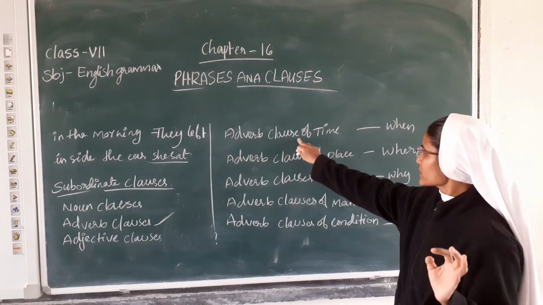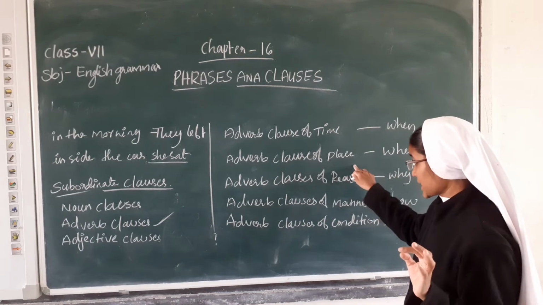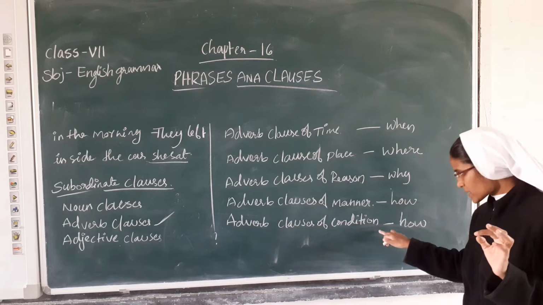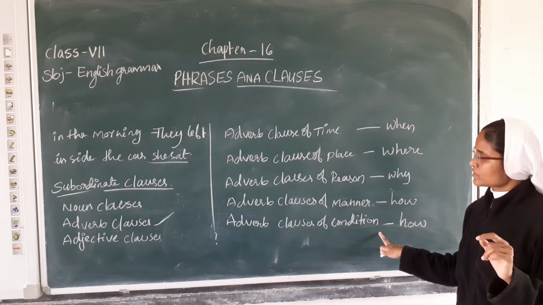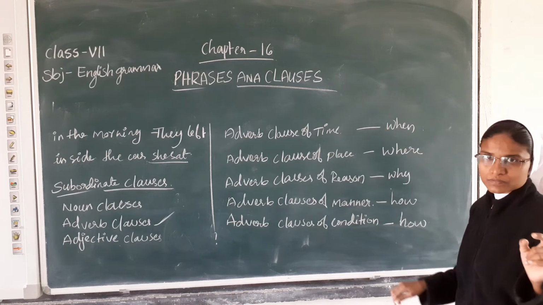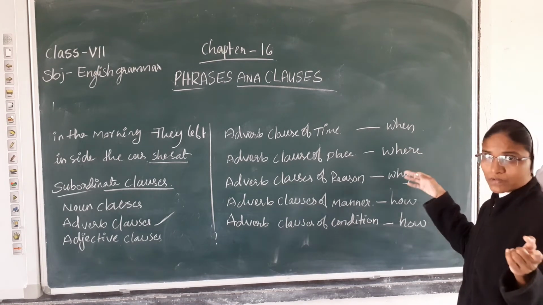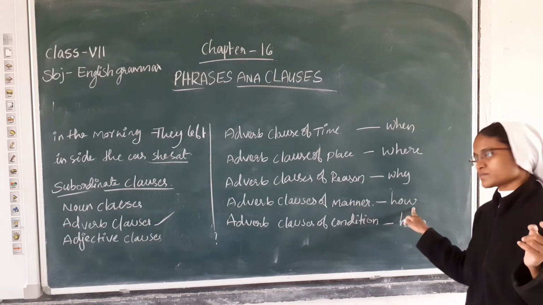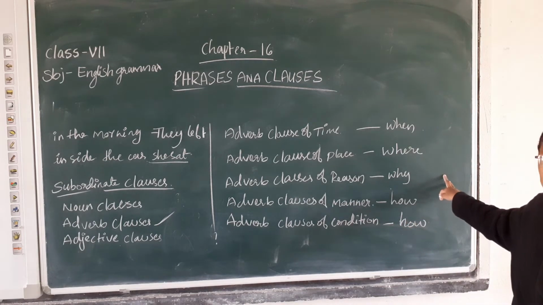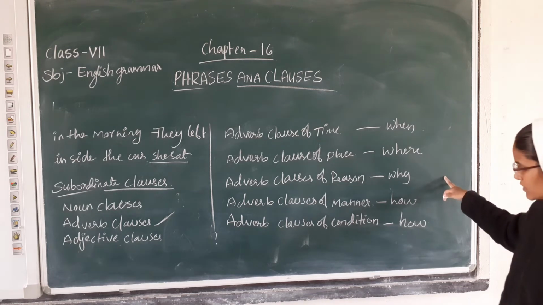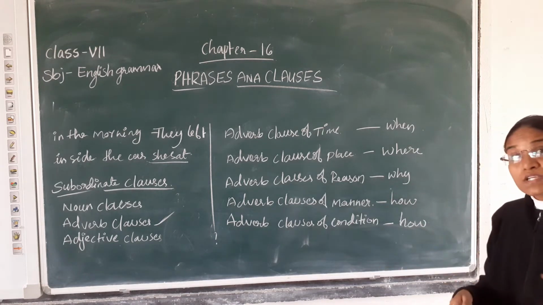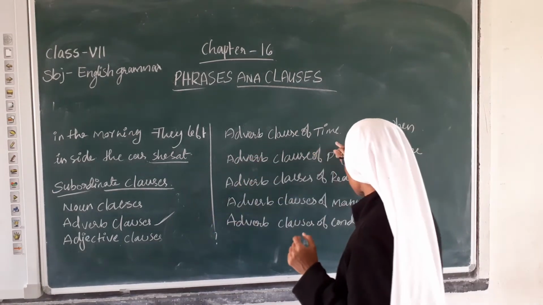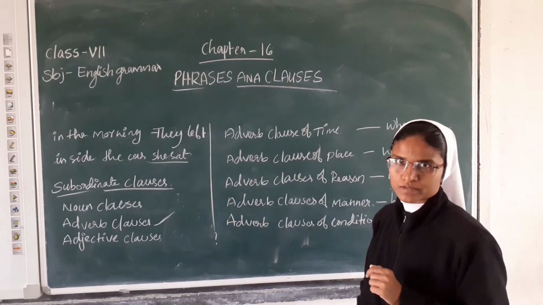First one, adverb clauses of time, adverb clauses of place, adverb clauses of reason, adverb clauses of manner, adverb clauses of condition. Okay, the time when it happened, the place where you are going, the reason why it happened, then manner, how fast you are walking, how slowly you are doing this. The condition also, how is the condition of your grandfather. So these are the adverb clauses: time, place, reason, manner and condition.